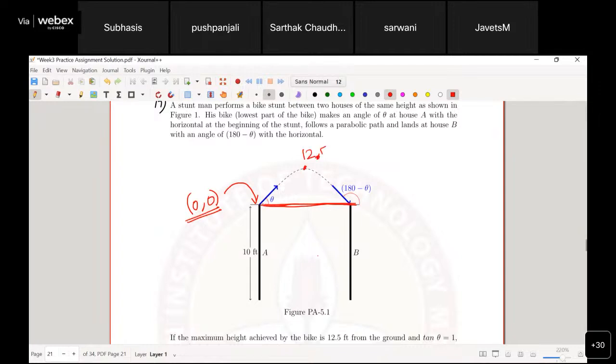So if we draw a perpendicular from there to the red line you drew from A to B, it forms a triangle near the angle theta. So the middle part, the perpendicular, comes out to be 2.5. This comes out to be 2.5 feet, right? Yes, which is correct. And theta is 1. Theta is 45 degrees, sorry.